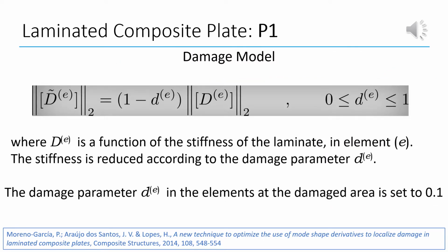The damage model is defined by this equation, where uppercase D superscript E is related to the stiffness of the laminate in element E. According to this equation, the stiffness reduction is measured by the damage parameter lowercase d superscript E. This damage parameter is set to 0.1 in the elements at the damaged area, which is also the value used by Moreno Garcia and colleagues.